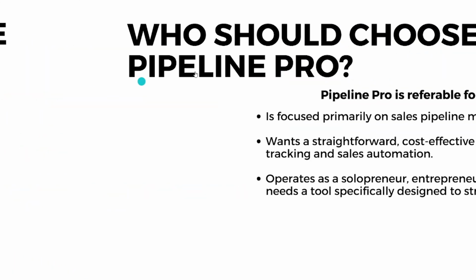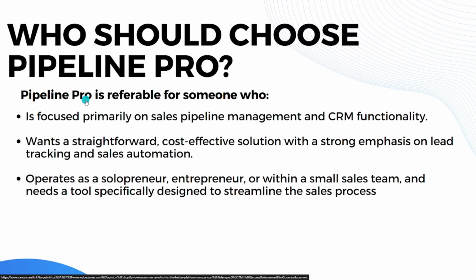And the people who should choose Pipeline Pro: it is preferable for someone who is focused primarily on sales pipeline management and CRM functionality. Someone who wants a straightforward, cost-effective solution with a strong emphasis on lead tracking and sales automation. And lastly, someone who operates as a solopreneur, entrepreneur, or within a small sales team and needs a tool specifically designed to streamline the sales process. So if you have all of these qualities right here, Pipeline Pro is the choice for you.